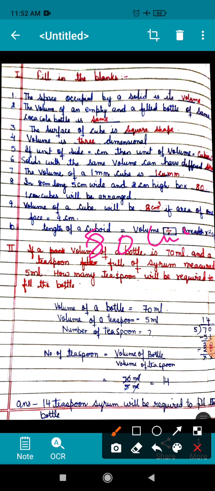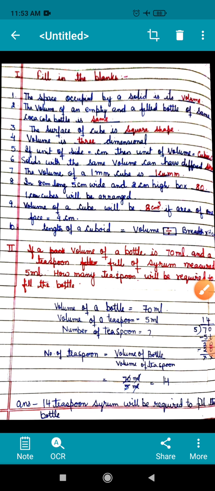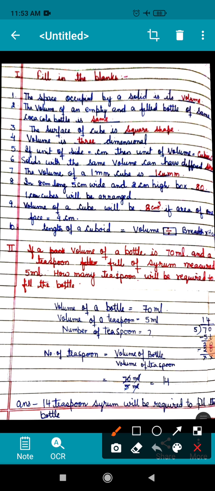cubic centimeter, right? And the small cube's volume is 1 cubic centimeter. Cubic centimeter cancel. 80 divided by 1, that comes 80. It means you can arrange 80 cubes of 1 centimeter. Now, volume of a cube will be dash if area of this face is 4 square centimeter.